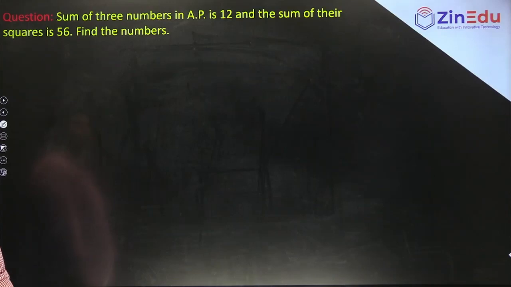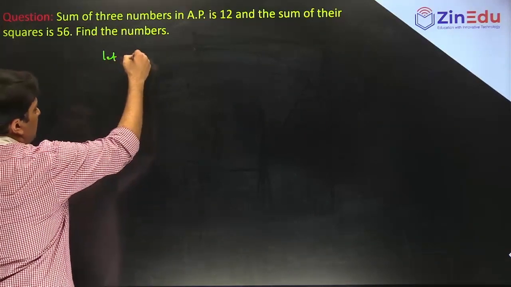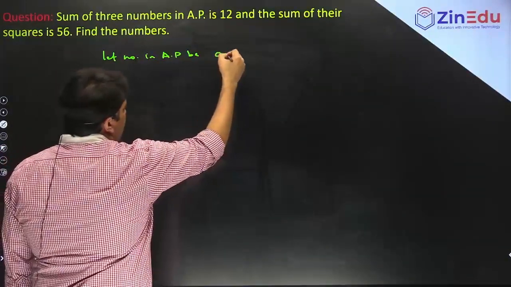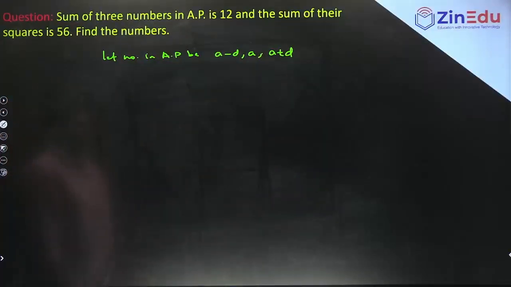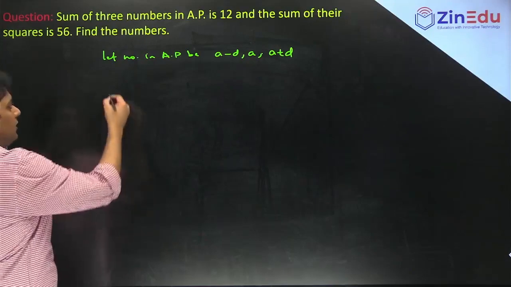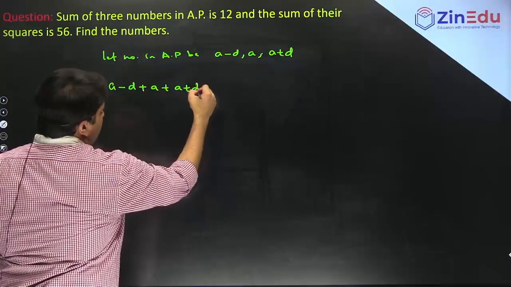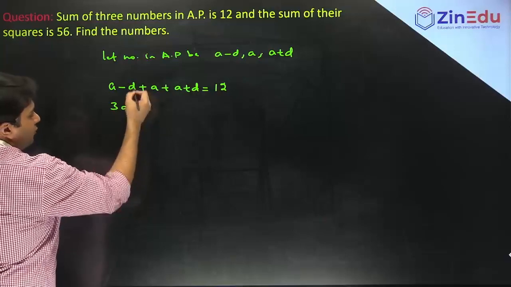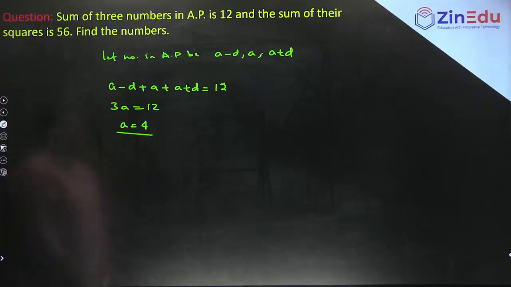It is given that the sum of three numbers in an AP is 12, and the sum of their squares is 56. So now this is a case of three numbers. So let the numbers in AP be a minus d, a, and a plus d. So we have three numbers which are in AP. Now we need to add them up. A minus d plus a plus a plus d would give me the result 12. So we have 3a, because d and d get cancelled out. So we will be left with a as 4.